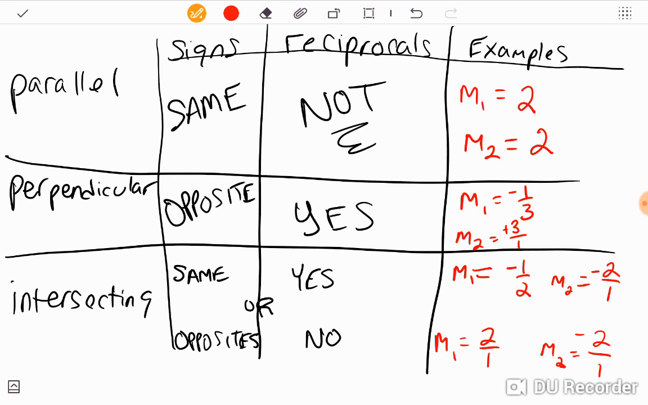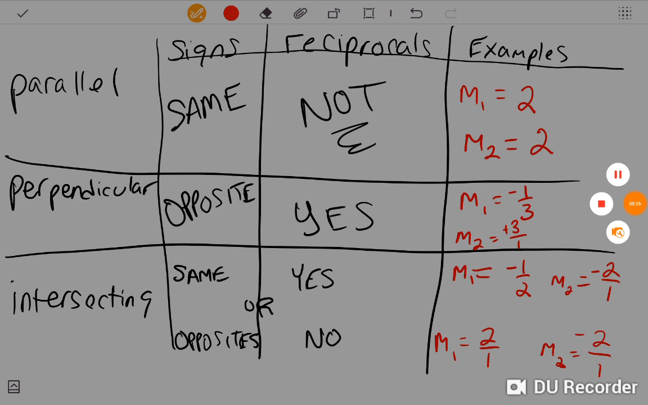Hopefully this video helps you understand the difference between parallel and perpendicular. I just hope that you have a better understanding of those two lines.